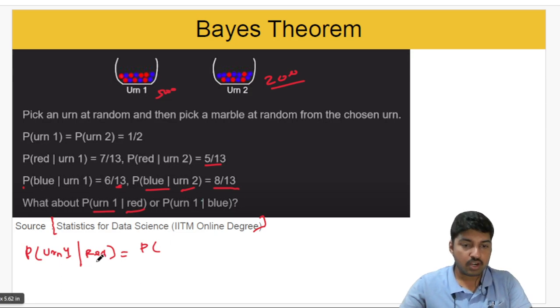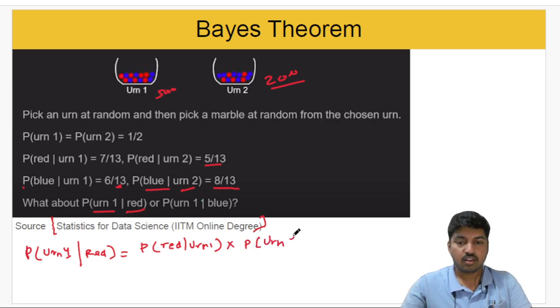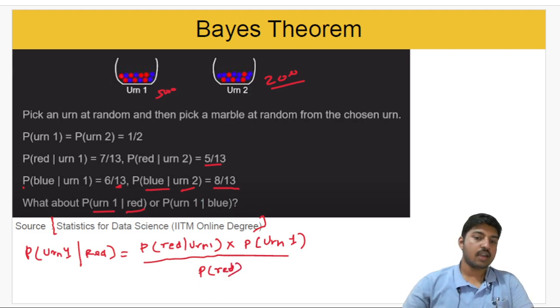So what is my B here? Red. Red given A, which is urn 1, into what is my second? Probability of A. What is my A here? It is urn 1. So probability of urn 1 divided by probability of what is my B here? It is red. Correct?